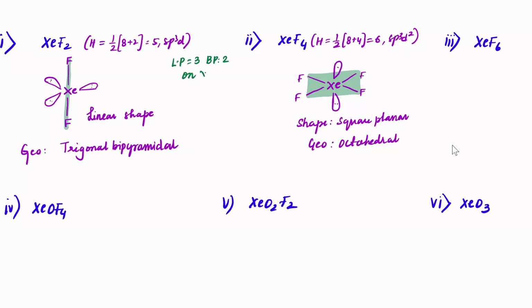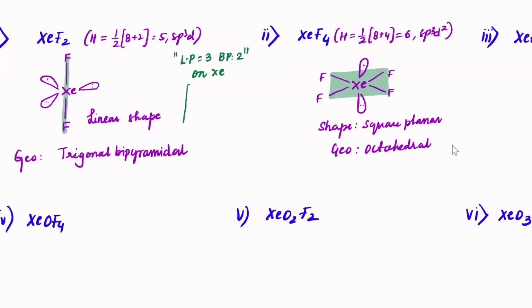But this is on xenon. Now a lot of students get confused here. In JEE, if the question is asked very specifically about xenon, then you will answer the lone pairs as 3. But if just the number of lone pairs has been asked, then you need to count the lone pairs present on fluorine also. Every fluorine will have 3 lone pairs. So we have two fluorines, so 3 into 2 fluorines plus another 3 on xenon. So total 9 lone pairs are present in the structure.